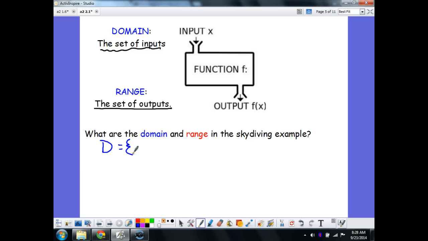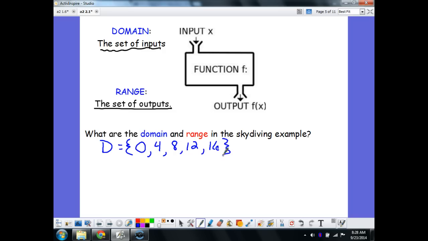the domain, what were the set of inputs? The x values were the times. So for our domain, we are just going to list the times, 0, 4, 8, 12, and 16, okay? Those were just the set of inputs, okay? So that is the domain.